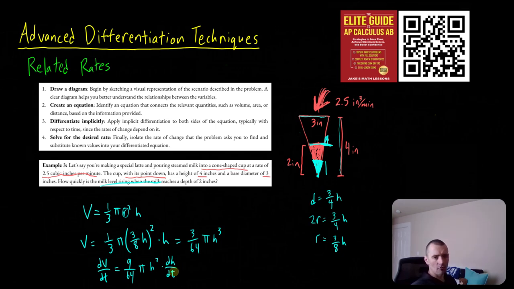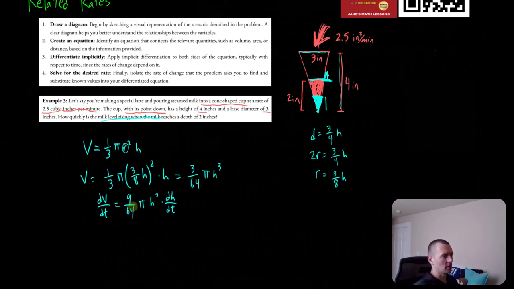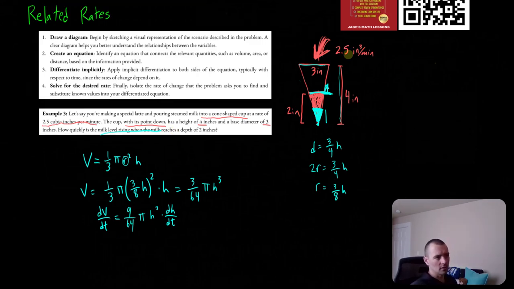So in order to solve for dh/dt, we're going to need to plug in some height, and we're going to need to plug in some dV/dt, which is how quickly the volume is increasing over time. So it's basically going to require us to plug in the rate of change of the volume, which was given. It's 2.5 cubic inches per minute. So we could plug in 2.5 for dV/dt. We need to plug in the height. And remember, it wanted us to look at the moment when the height, or the depth, of the milk was 2 inches. So we'll plug in 2 for each h. And then we have dh/dt, which is the thing that we're trying to solve for.